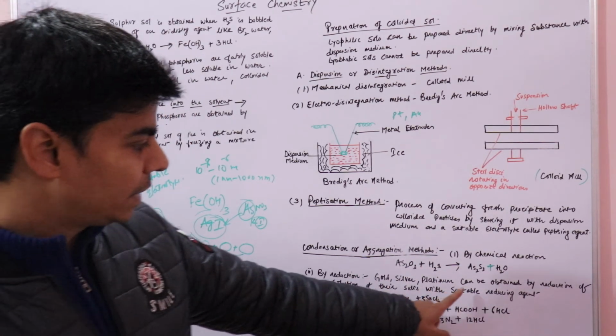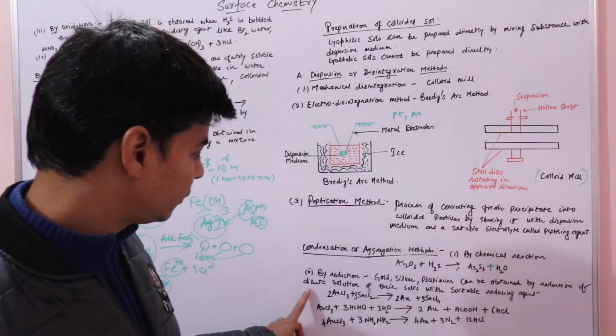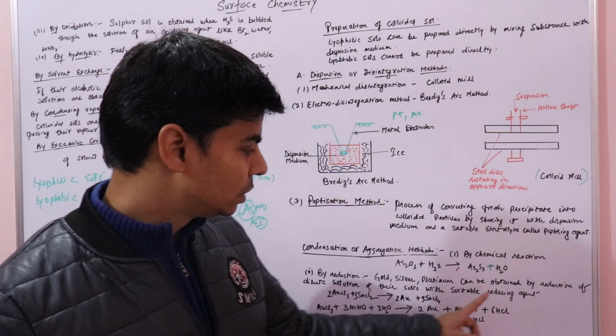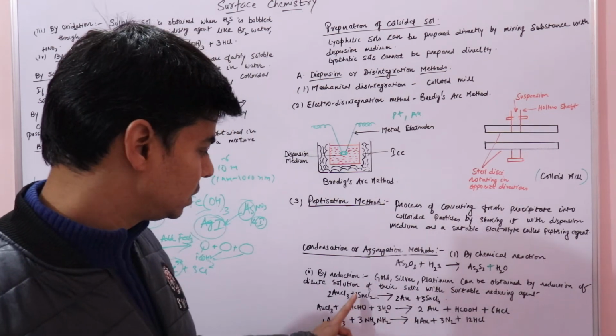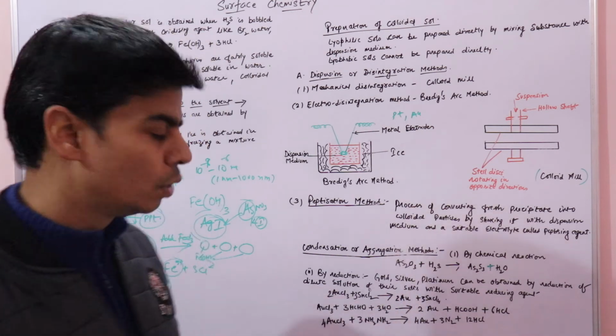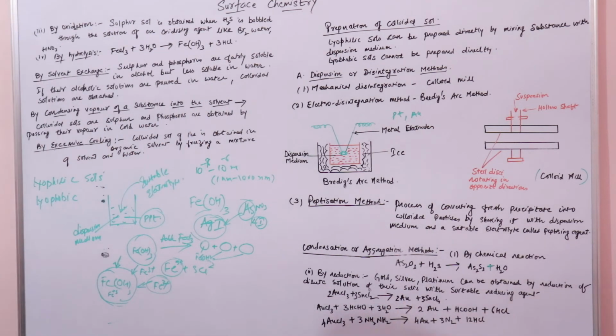So gold, silver, platinum can be obtained by reduction of the dilute solution of their chloride salts with a suitable reducing agent. Here the reducing agent is tin chloride. It's a simple reaction, you get this gold of colloidal range, gold particles of colloidal range, right?